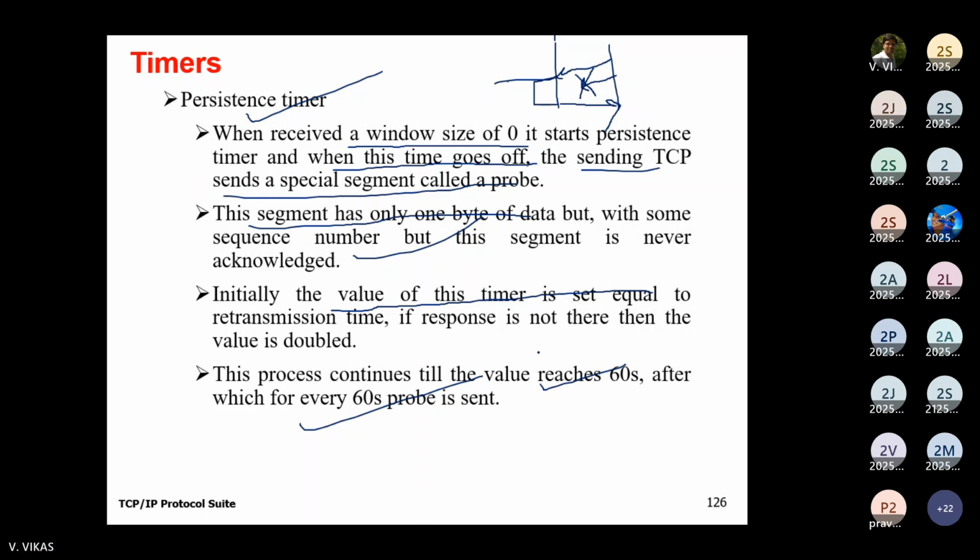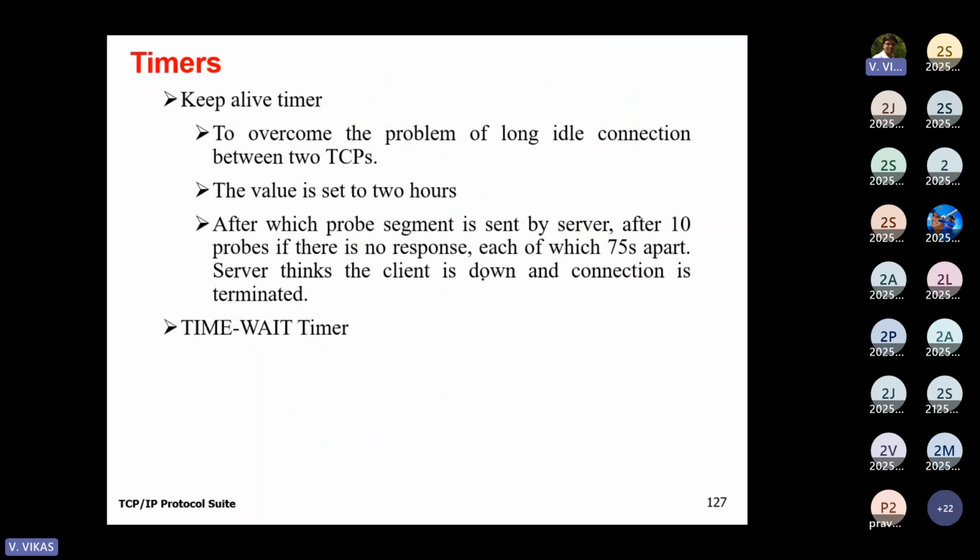So there is no question of all acknowledgements from the server side being lost. At least one acknowledgement will be able to reach the sender, in case the server is active. That is about the persistent timer and how we can overcome the deadlock caused by a lost acknowledgement.